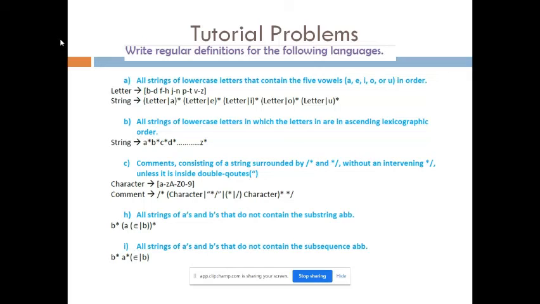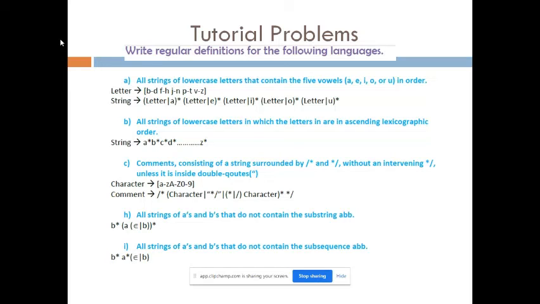And next, write the regular definition for the following languages. All the strings of lowercase letters that contain the 5 vowels A, E, I, O, U in order. So the string is (letter or A, letter or E, letter or I, letter or O, letter or U) star, where the letter may be the remaining alphabets. And the second question is all the strings of lowercase letters in which the letters are in ascending lexicographic order. So the string is A* B* C* etc.